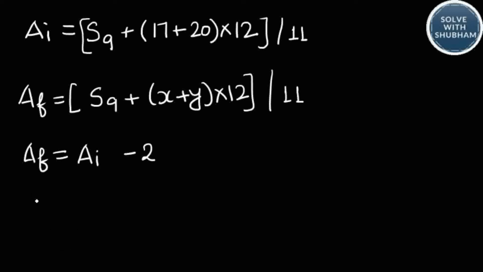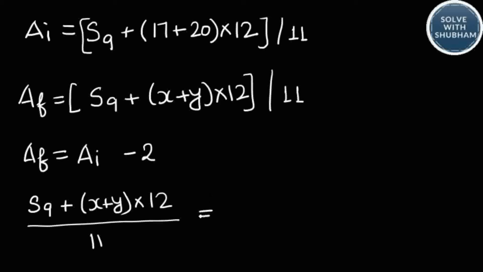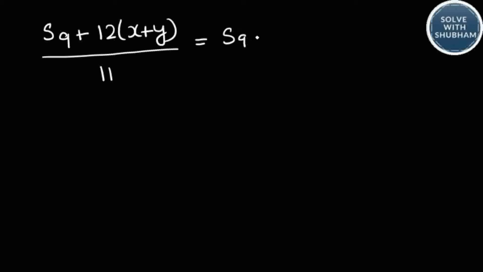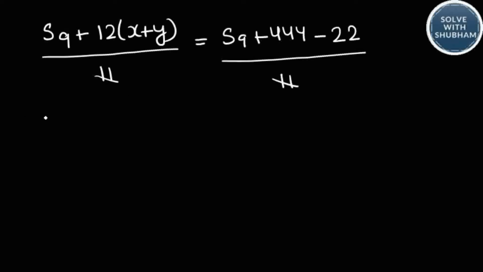So you would get it as S9 plus x plus y into 12 by 11 is equal to S9 plus 37 into 12 by 11 minus 2. Let us try solving it. So you would get S9 plus 12 times x plus y by 11 is equal to S9 plus 444 minus 22 by 11. Cancel. S9 will get cancelled. So 12 times x plus y is equal to 422.